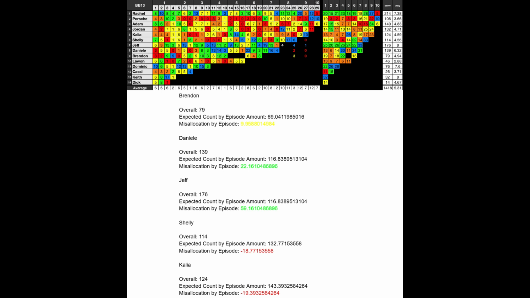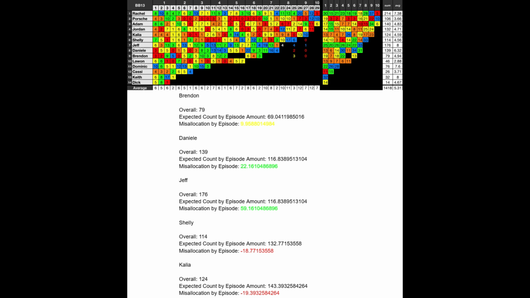But she is nothing compared to Jeff, who got 176 diary rooms, and his expected count by amount is 116.83, meaning that he has a misallocation by 59.16. So essentially, he got a third more diary rooms than he should have, and he probably has the most bloated amount of diary rooms out of anyone in the season.